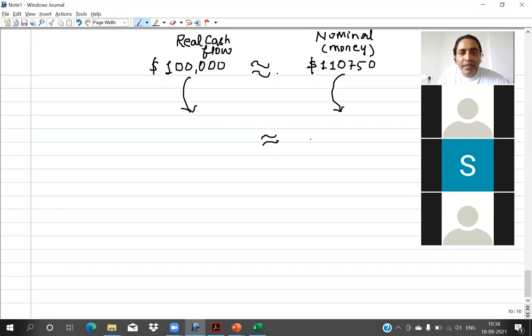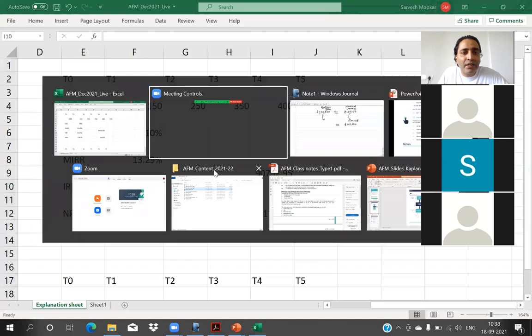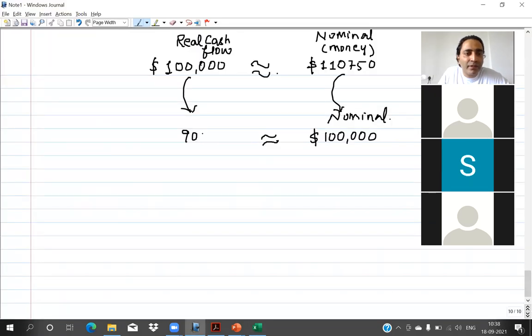Now, if I tell him that I am going to give you $100,000 in terms of future cash flow, tumko salary hi tumhare pocket mein main $100,000 dalunga, that means I am offering him a nominal cash flow. The current real cash flow equivalent was how much? 90,702. This will be the real. This is the nominal.